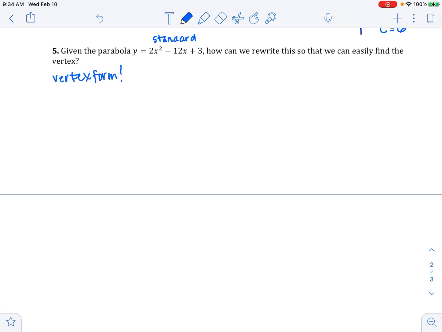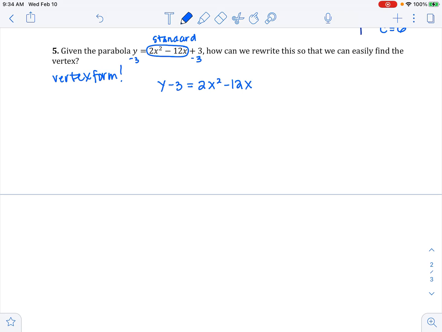Okay, so to get into vertex form, you have to complete the square. You learned this in your quadratics chapter in Algebra 2 with trig. Okay? So here are the steps of completing the square. So first off, you just want the x squared and the x to be on one side of the equation. So I'm going to start by subtracting 3 from both sides. So I have y minus 3 is equal to 2x squared minus 12x.